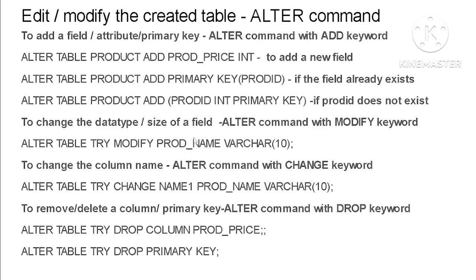If you want to change the data type or size of the field, you should use the modify keyword. If you want to change the column name, that is the heading of the column, then you have to use the alter command with the change keyword. Modify is used to change the data type or size. Change is used to change the column heading. Then if you want to delete a column, for example you don't want the phone number column, then you have to use alter table with the drop command.